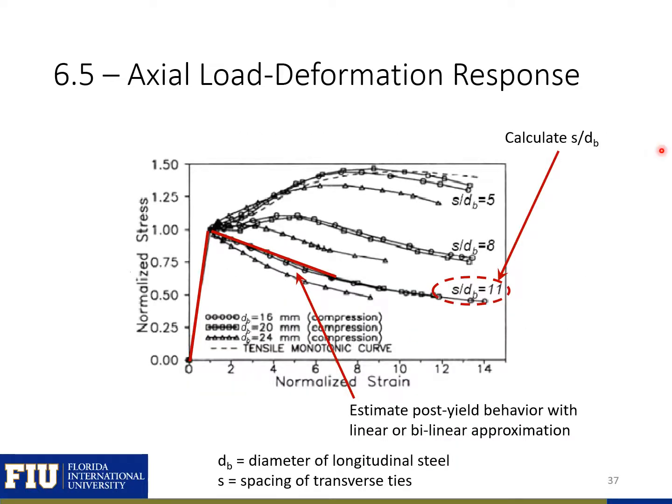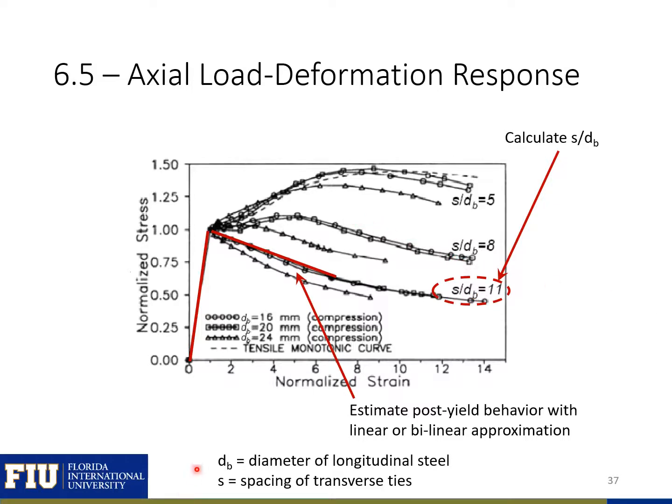We'll first find the S to dB ratio, so the ratio of our spacing of the transverse ties to the diameter of our longitudinal steel. The larger this ratio, the more likely it is for our steel to buckle. You can note that there are 3 different sizes of our transverse ties, so you need to use the appropriate transverse tie size with the S over dB ratio. After you calculate the S over dB ratio, you can approximate the post-yield behavior. You can either approximate it with a linear relationship or a bilinear relationship, depending on which one of the curves you're looking at.